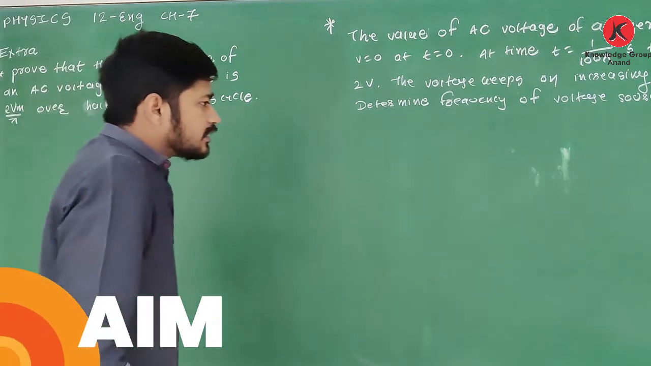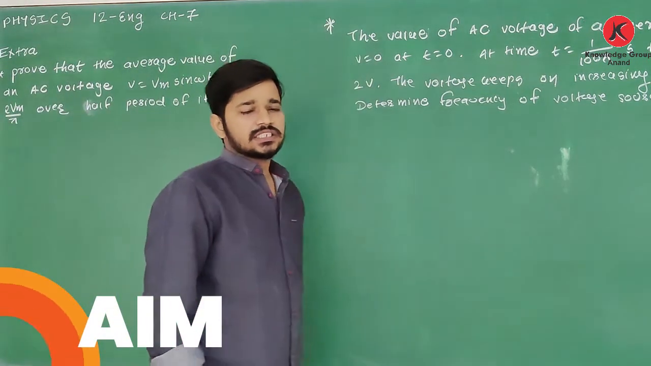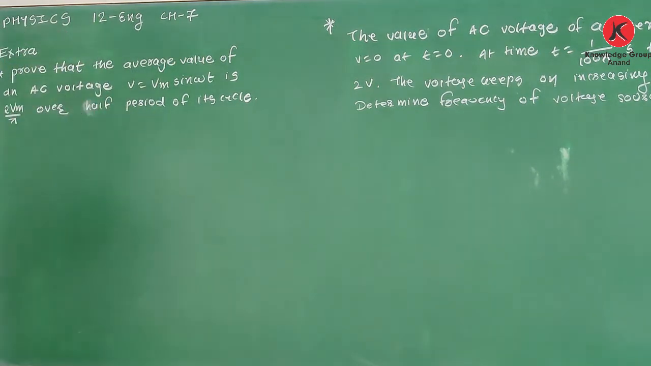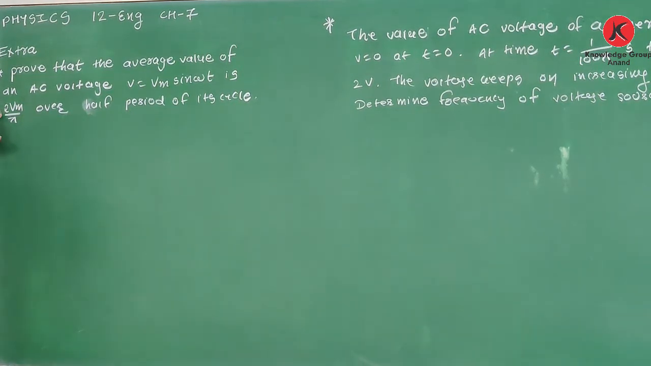We have completed all theories, illustrations, examples and exercises. Now we will see some extra questions. Here it is: prove that the average value of an AC voltage V = Vm sin ωt is 2Vm/π over half period of each cycle.